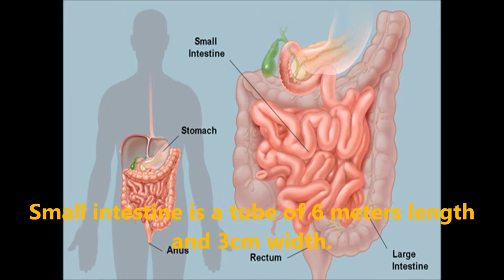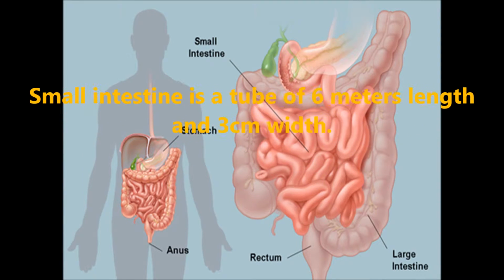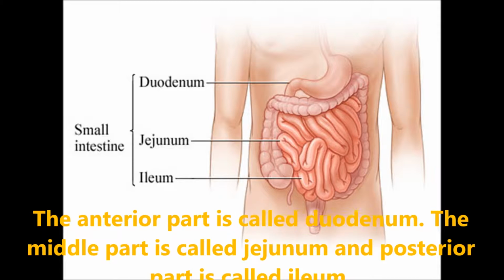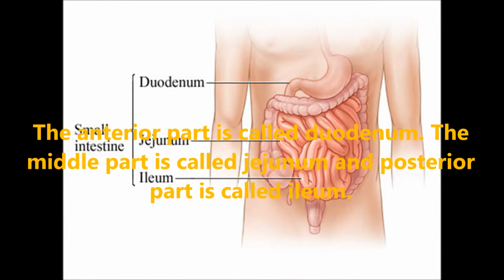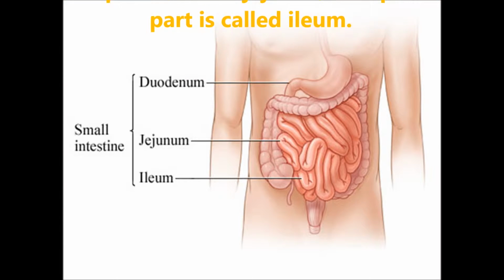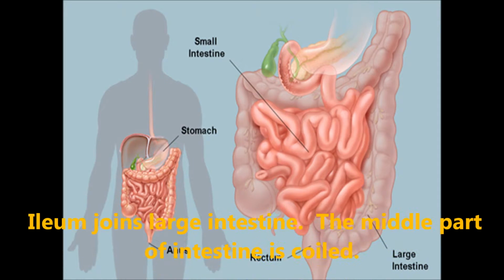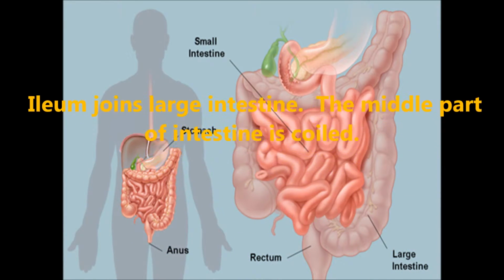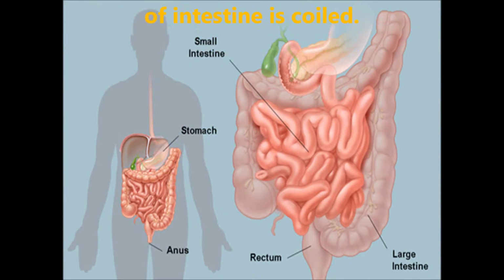The small intestine is a tube of 6 meters length and 3 centimeters width. The anterior part is called duodenum, the middle part is called jejunum, and the posterior part is called ileum. The ileum joins the large intestine. The middle part of the intestine is coiled.